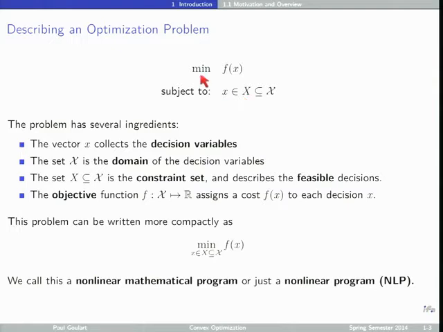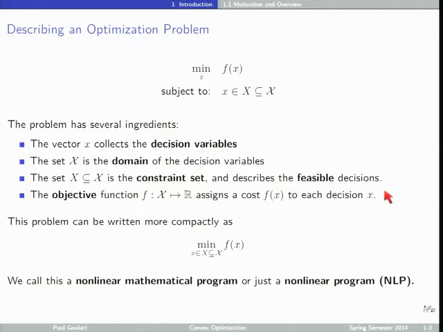I collect them up in this vector x. I call them all my decision variables. That's this bit. I tell you what is the domain of these variables. That's the set script x. And then I tell you from where in that domain you're allowed to select your decision. We call this the constraint set. And then you tell me over that constraint set which one is the best one.